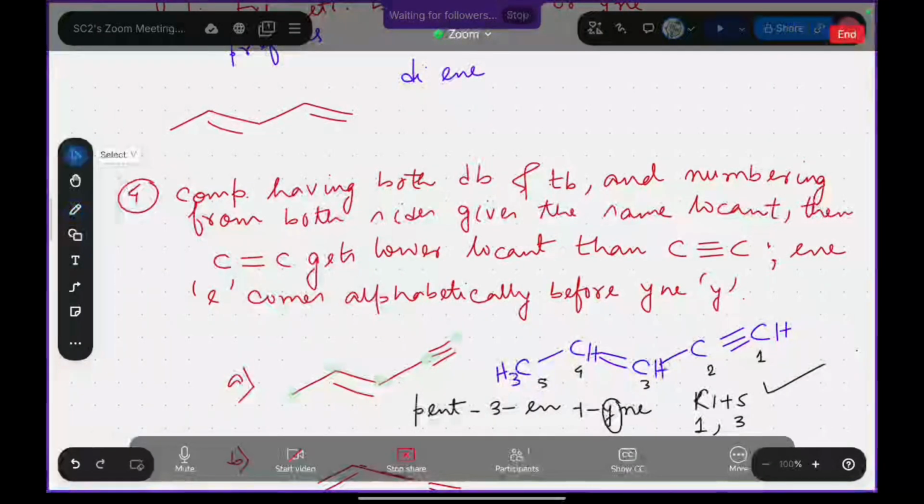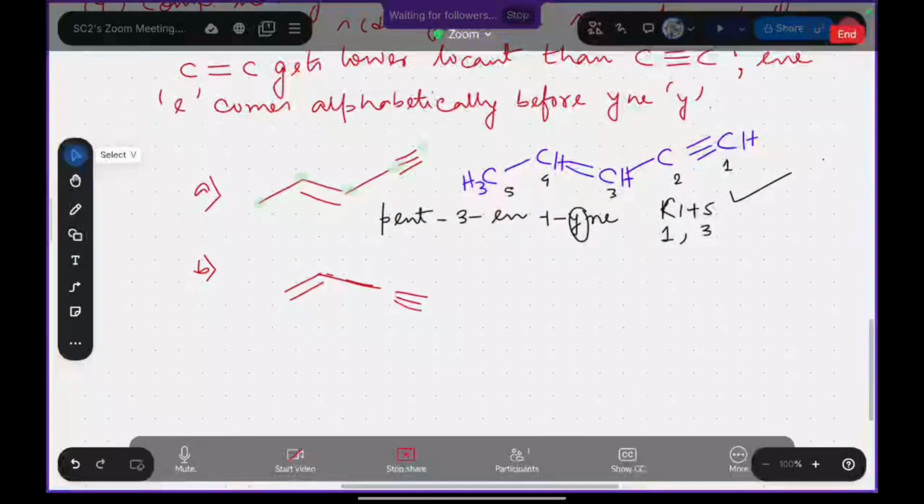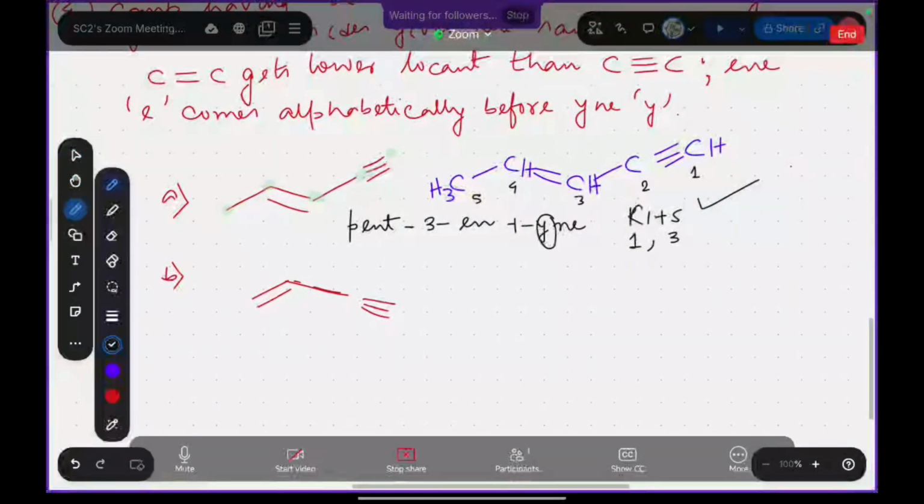Let's come to another example. Say for example, compound B. What do you find here? Let's number from both the sides and let's check whether the locant is the same or not. Let's do the numbering from the left hand side first. It is 1, 2, 3 and 4, right?